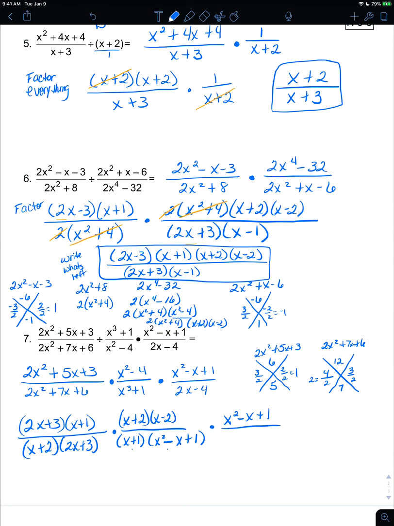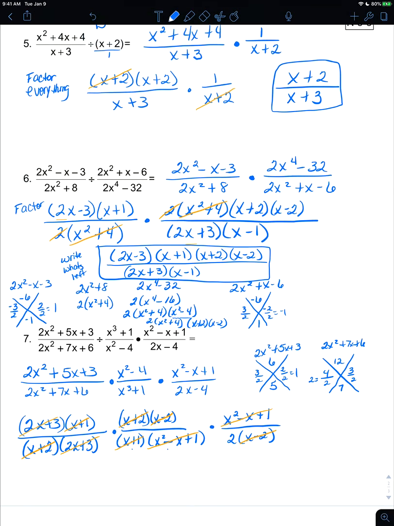And the last one, 2x minus 4, we can factor out a 2. That leaves us with x minus 2. Okay, now everything's factored. We're ready to start reducing. So I just usually go in order of my numerators, so that 2x plus 3 reduces, x plus 1 reduces. I've got an x plus 2. I have an x minus 2. And this x squared minus x plus 1 reduces, and that is everything.